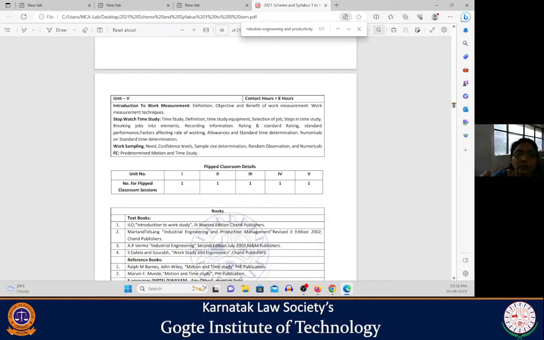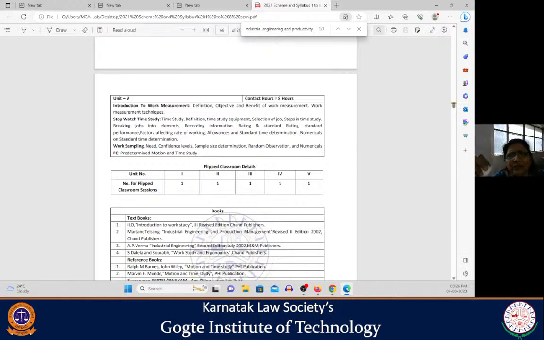So that we can understand how much time is required, what allowances should be added to that, and what the standard time, the normal time, and the actual time are. All those things you are going to learn, so that you can decide the wages for the workers, as well as find out the delivery date, so that you can tell the customers when you are going to deliver the product. So for that we are using this work measurement technique.